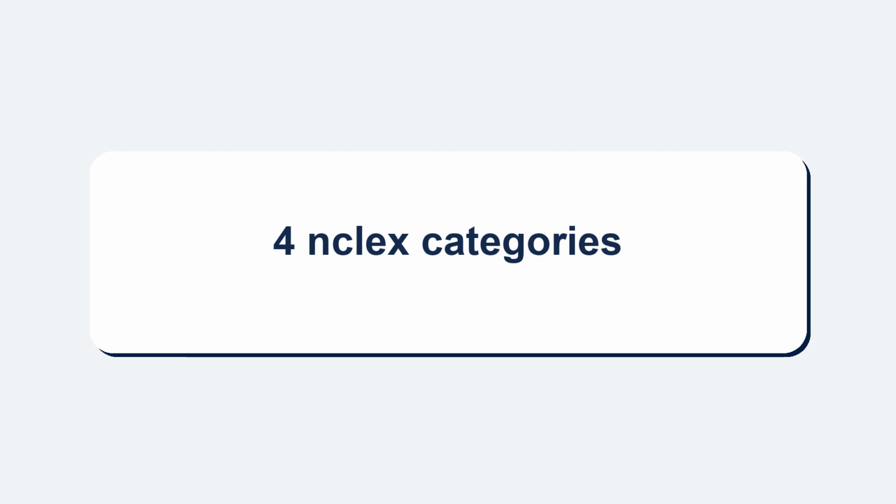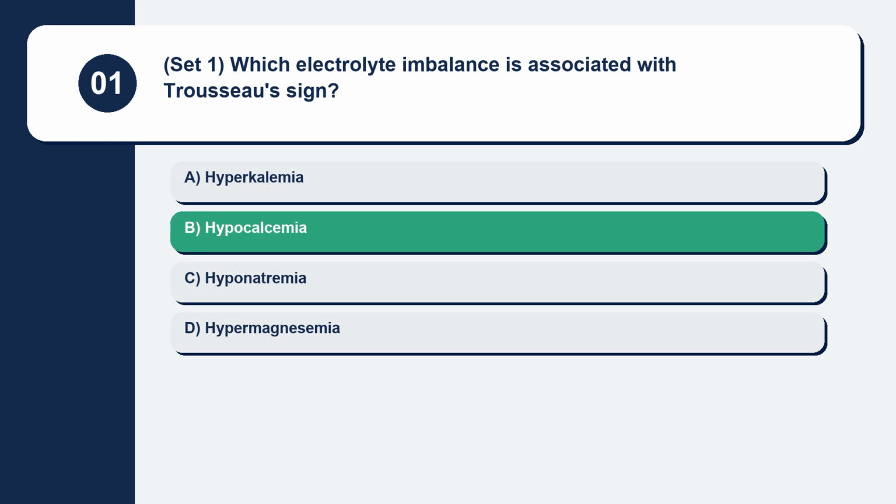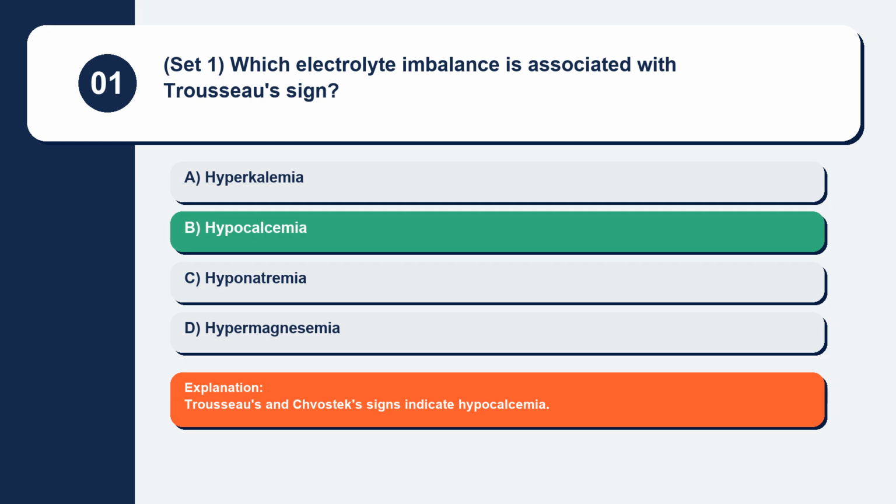For NCLEX categories. Question 1. Set 1. Which electrolyte imbalance is associated with Trousseau sign? Hyperkalemia, hypocalcemia, hyponatremia, hypermagnesemia. Trousseau's and Chvostek's signs indicate hypocalcemia.